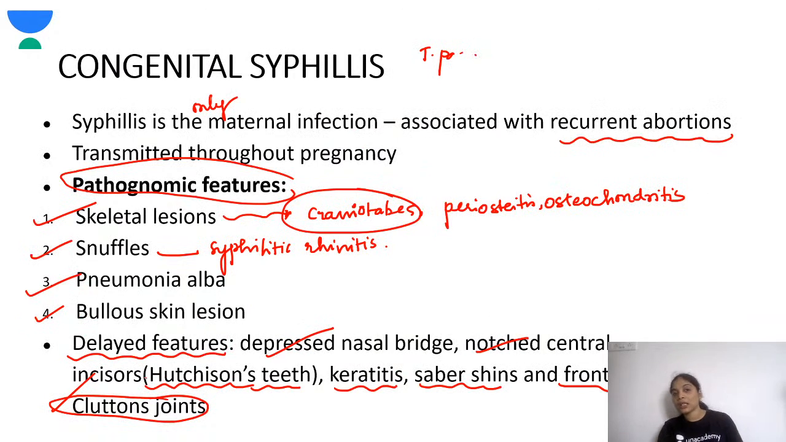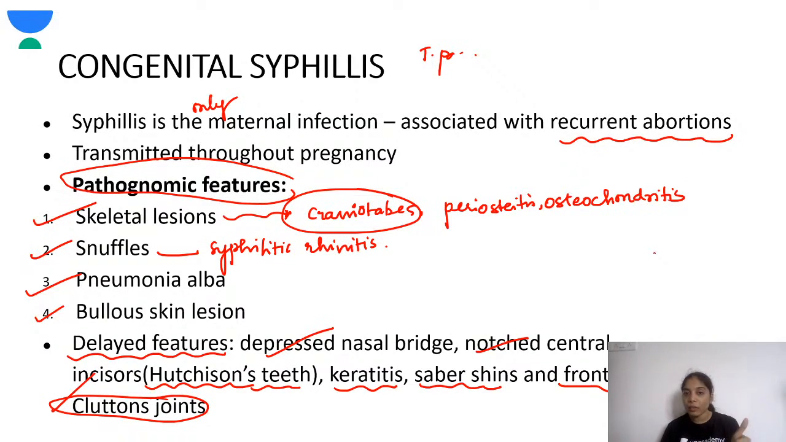Next, coming to congenital syphilis, you should remember congenital syphilis is one of the maternal infections that is associated with recurrent abortions. If the mother has syphilis, that can be transmitted throughout the pregnancy. A syphilitic child can present with a very peculiar presentation, so you need to know the pathognomonic features.